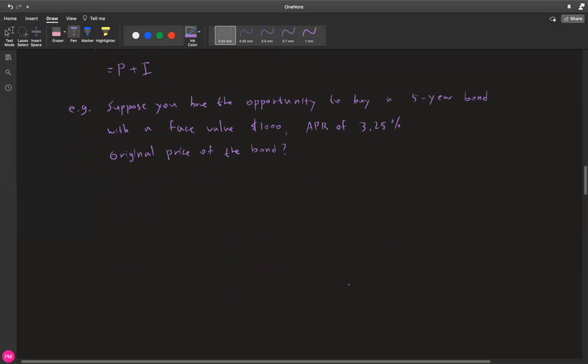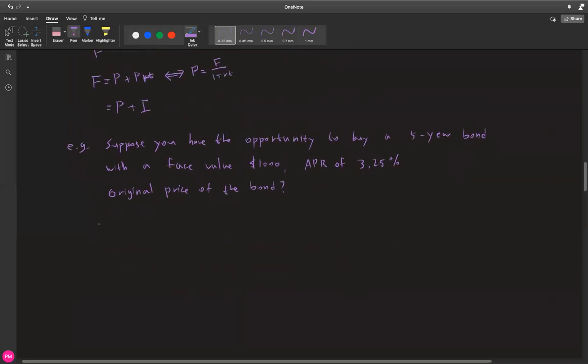So here, let's use the formula for the face value. So we know that the face value is the principal plus the interest. And we also know that the interest is PRT. In this case, you can simply use this term on the right-hand side, but actually let's take this opportunity to find this relationship.